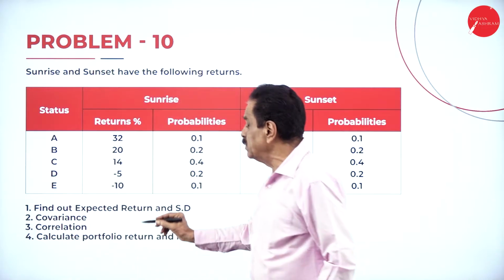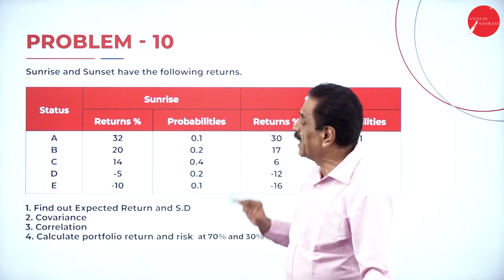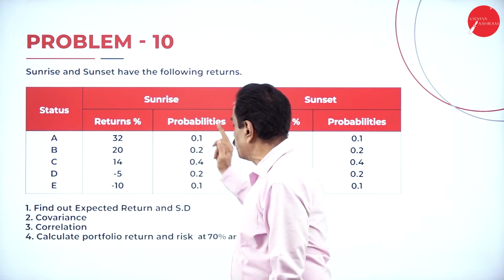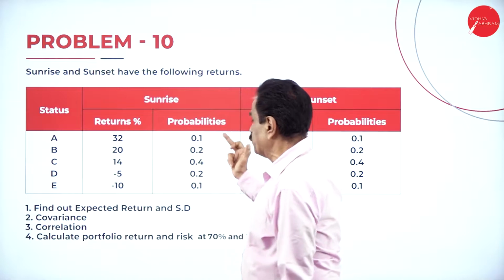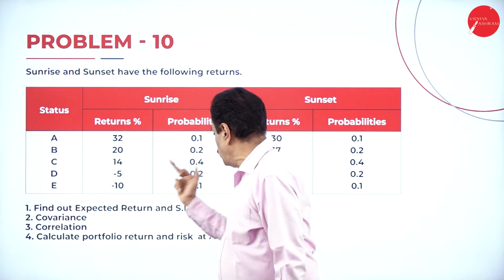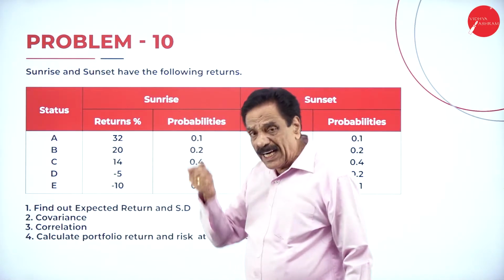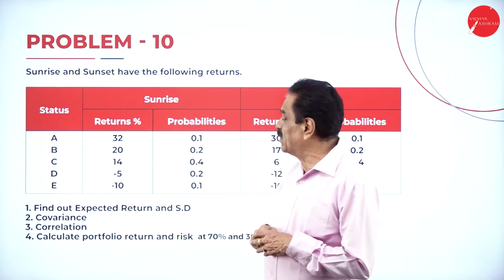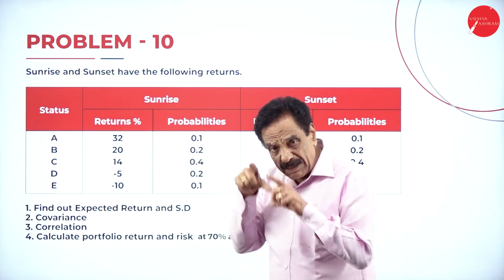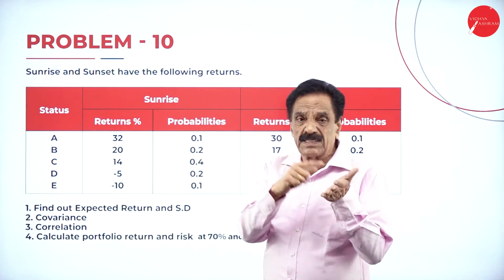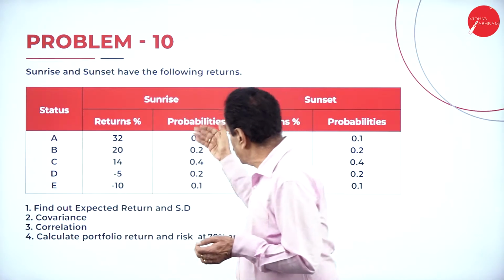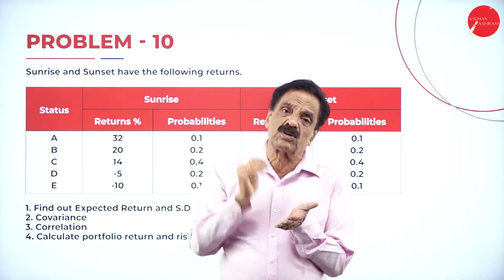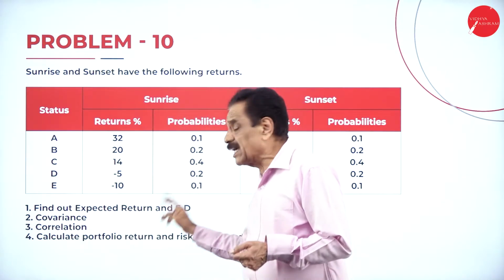What is the first step to do? Find the expected return. How to calculate expected? Return into probability: 32 into 0.1, 20 into 0.2, 14 into 0.4, 5 into 0.2, 10. When you add the figure, that is your expected return. Then take the deviation of the returns from the expected: 32 minus the expected return. Then next step, dx square. Next, p dx square. Root of p dx square is your standard deviation.